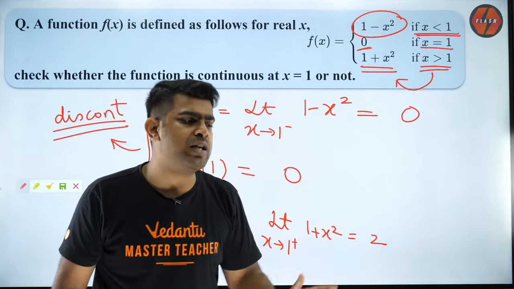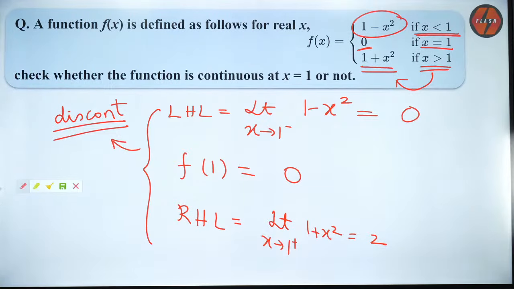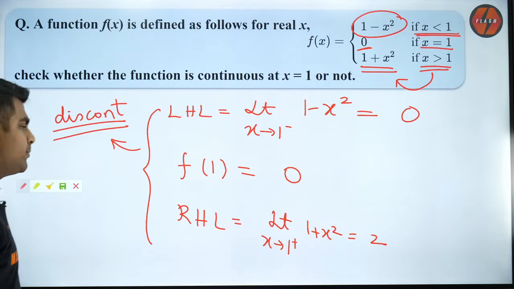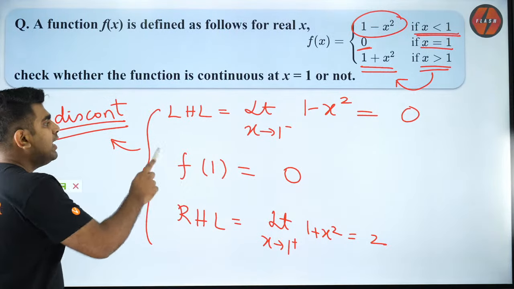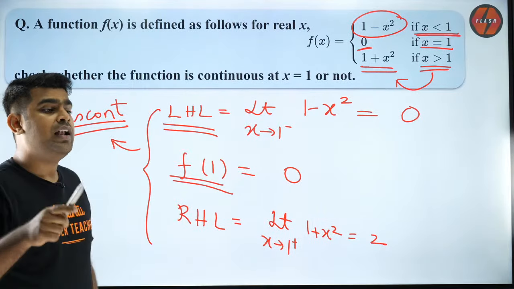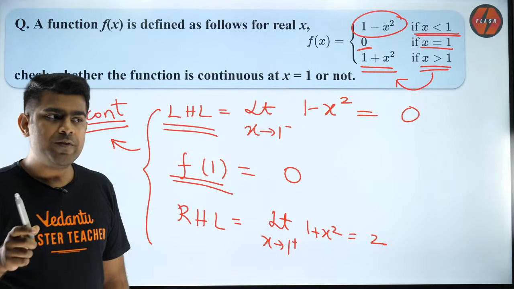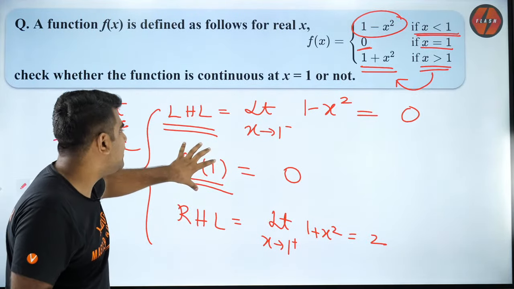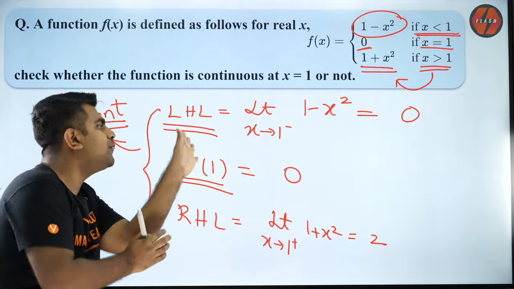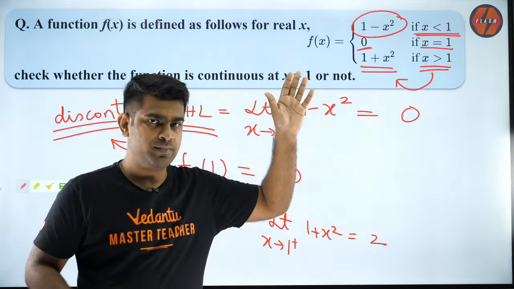But I want to talk about something very beautiful here. Only one person has said that very correctly. I want to appreciate Nikita because Nikita had said a very beautiful word. The function is left continuous at 1. What does that mean? That means if the left hand limit and functional value are equal, then the left hand side is continuous. That is what we call left continuity.